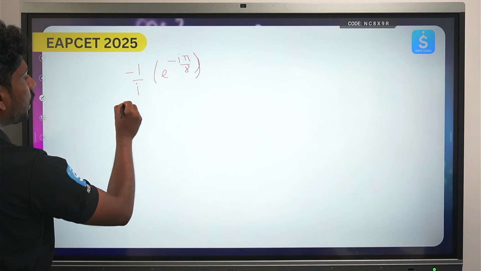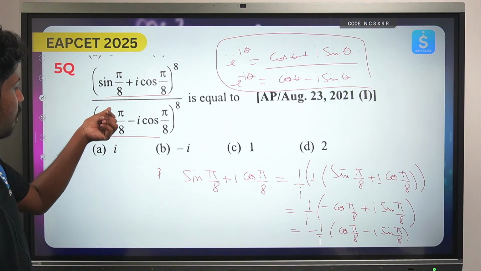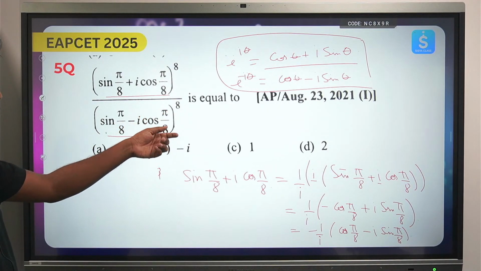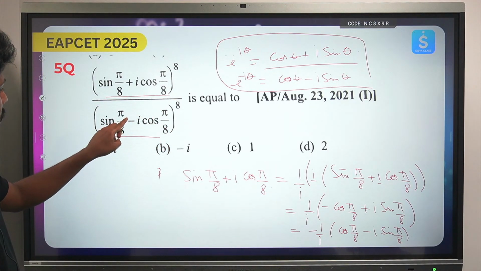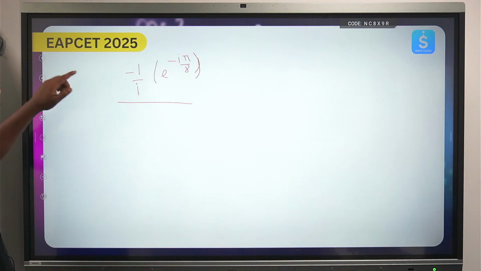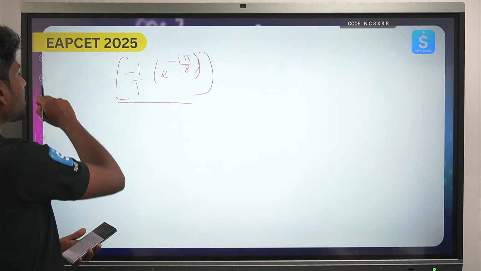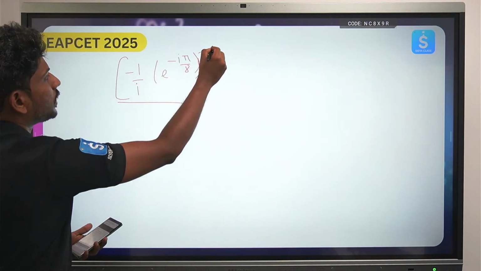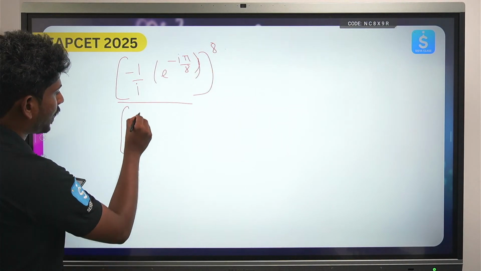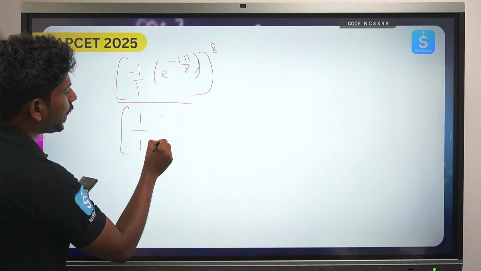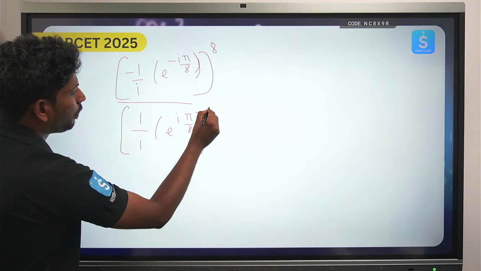Now the next one is a similar thing. If you try to do the same thing here, sin pi by 8 minus I cos pi by 8, you will again get multiply by minus I, the same thing, irrespective of the minus I sign. So this whole thing becomes power 8. I hope the answer will be 1. Let's see. So this will become 1 by 8 e power I pi by 8, whole to the power n.